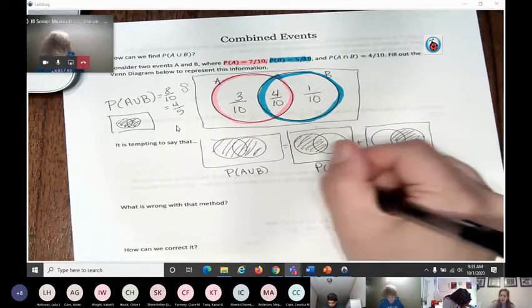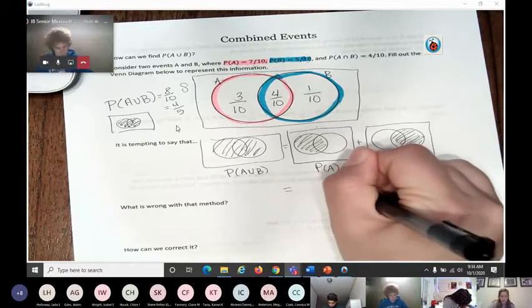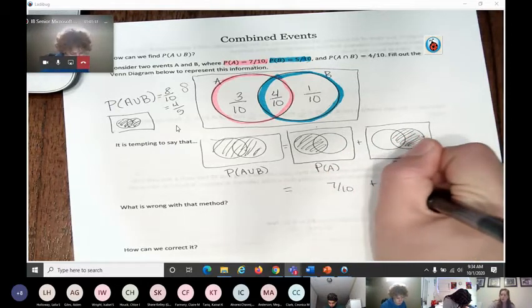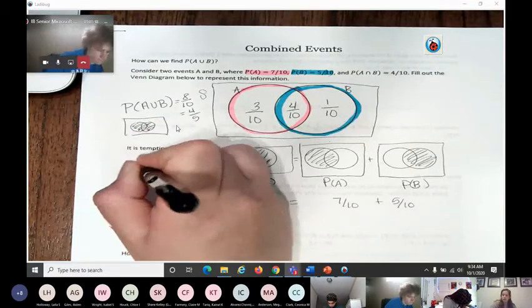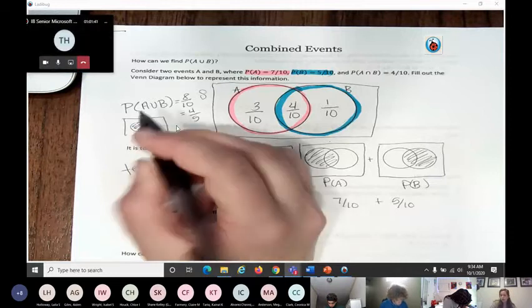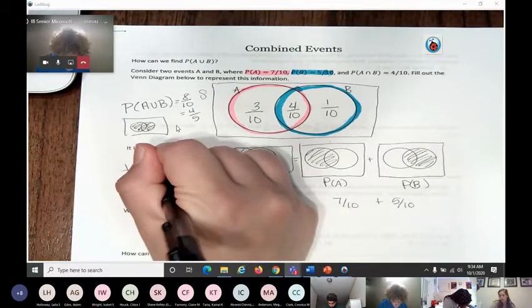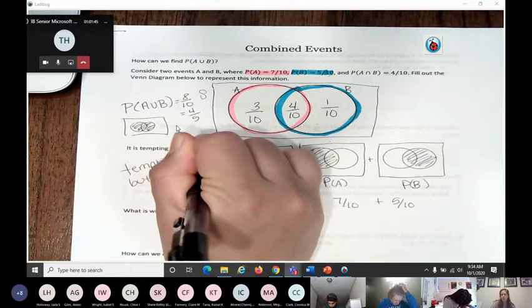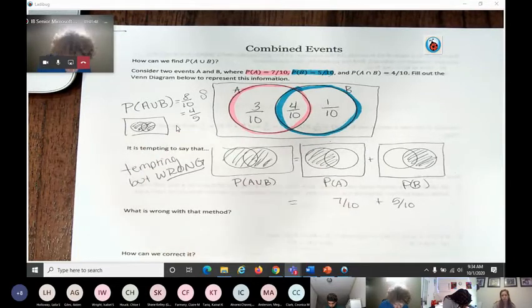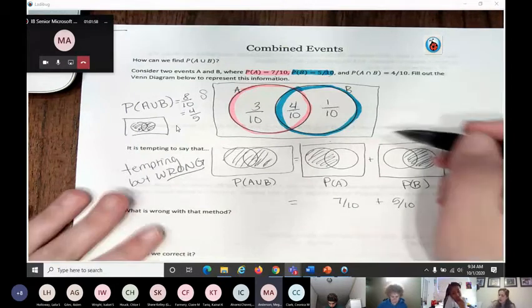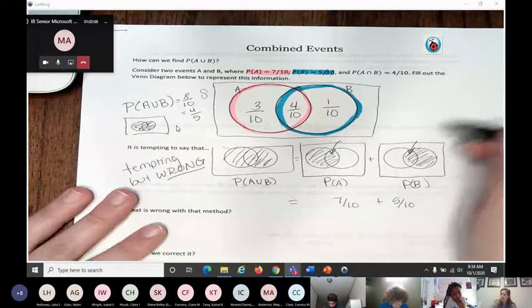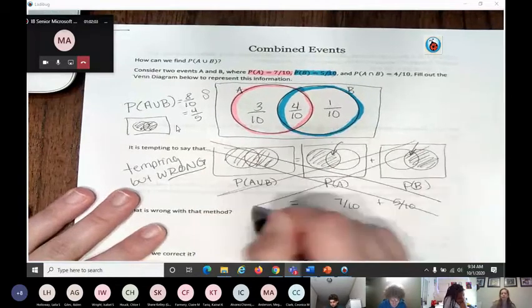Okay, which would be 7/10 plus 5/10. Okay, this is what's tempting to say. It's tempting, but wrong. Can somebody tell me why? Because they get the numbers in the middle twice. Yeah, I counted these guys twice. Okay, so this is wrong. Do not do it.